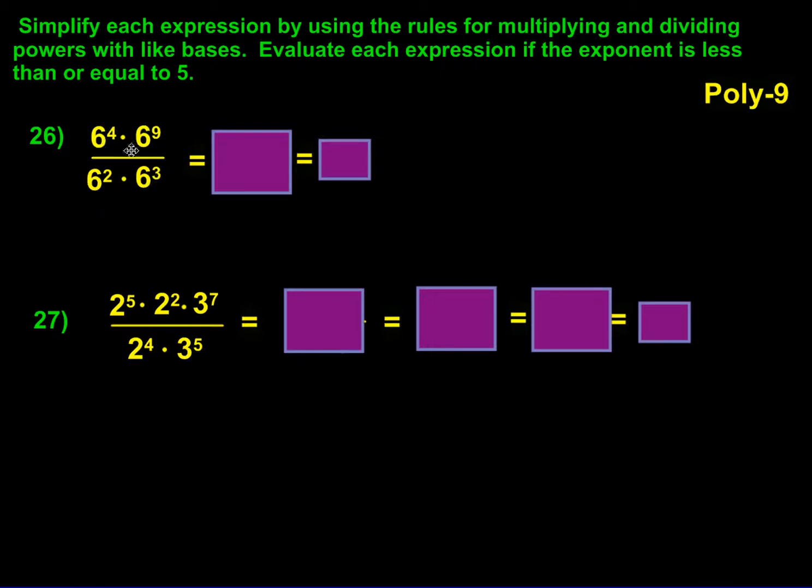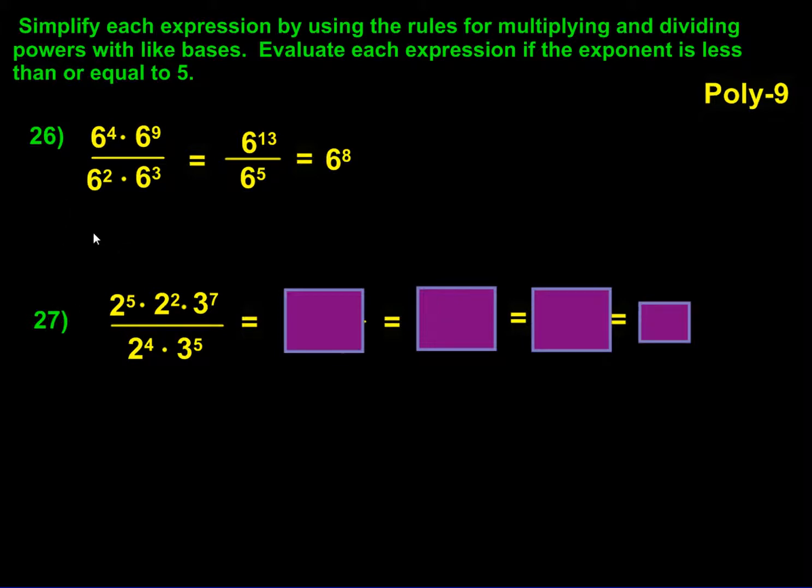So we'll start with the numerator, 6 to the 4th times 6 to the 9th. The rule for multiplying like bases is that we need to add the two exponents. And so that's going to give us 6 to the 13th over 6 to the 5th. And now that we're left with division, we subtract 5 from 13, and that gives us 6 to the 8th. Since that's bigger than 5, we don't have to evaluate it.